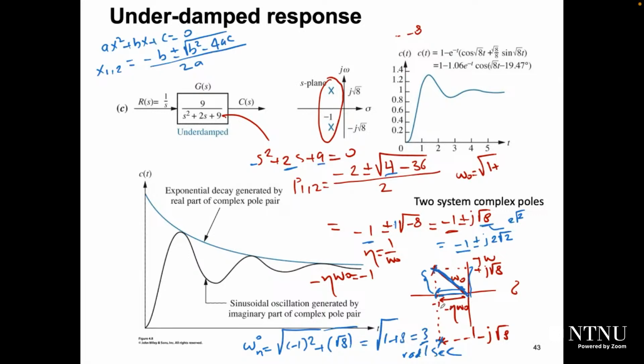If we need to get zeta, for example, minus zeta omega naught equals minus 1. So zeta will be 1 divided by omega naught, so it will be 1 divided by 3. So it will be 0.33, which is less than 1, correct? It's less than 1 because this system is underdamped, right?